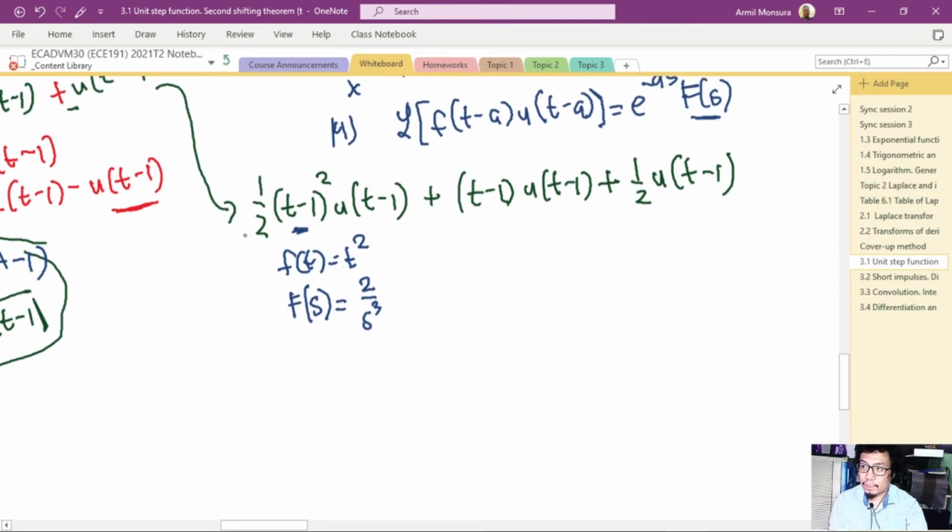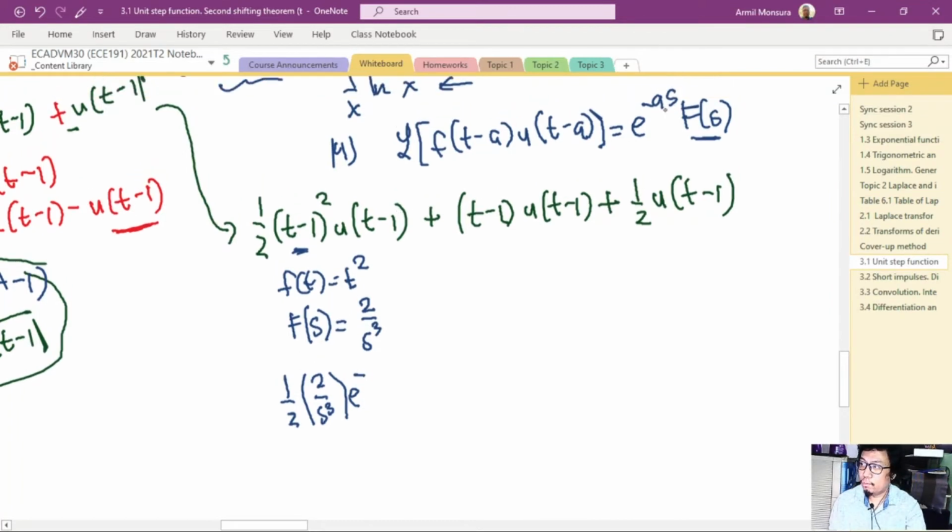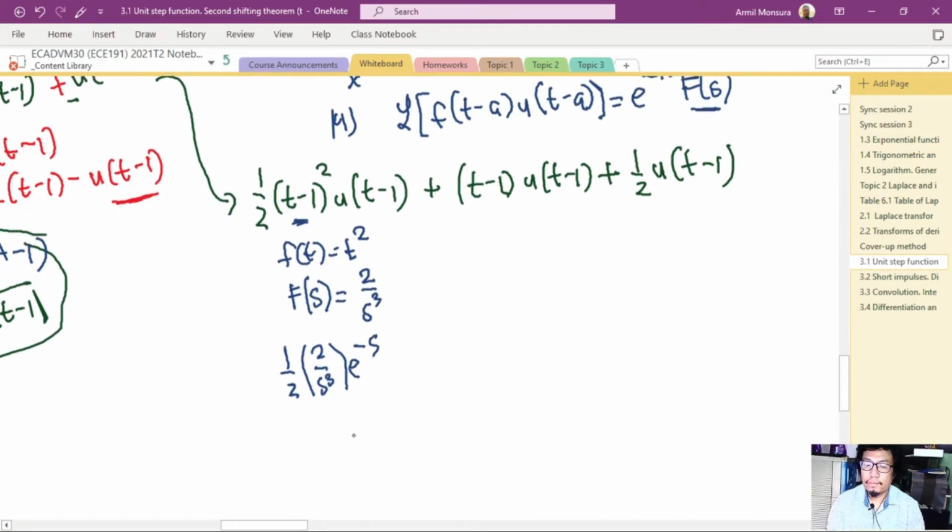So, the transform of just this term is 1/2 multiplied to f of s, which is 2 over s cubed, and then multiplied to e raised to negative a s, where a here is 1. So that becomes e raised to negative s. Simplifying this term, we proceed with the second term.